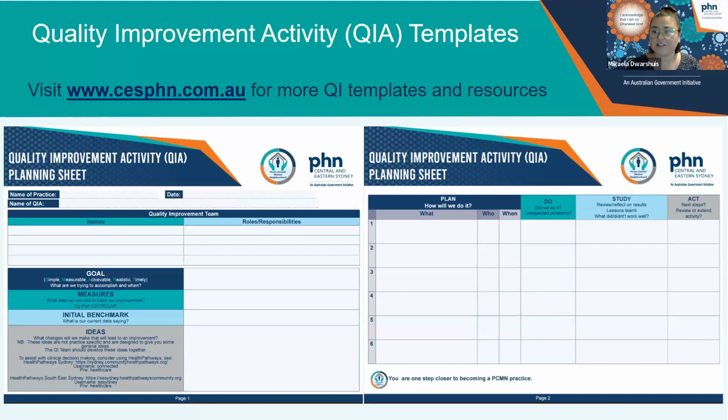You'll see the first page identifies who is part of the quality improvement team and each person's role and responsibilities. Here you can also identify your goal, decide your initial steps, and outline how you will track and measure your improvement. The second page contains a PDSA, or Plan, Do, Study, Act template for you to complete. Keeping these documents in a quality improvement folder is a great way to store and track your progress.